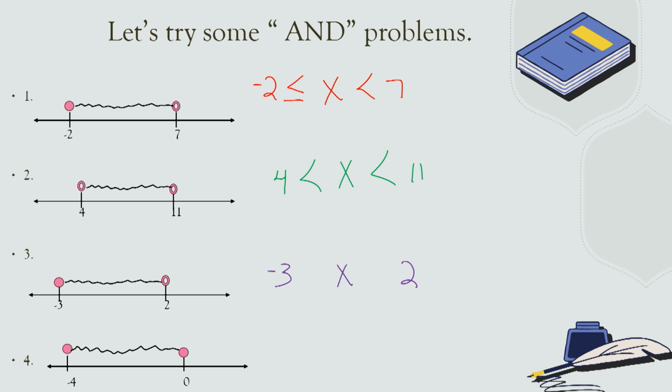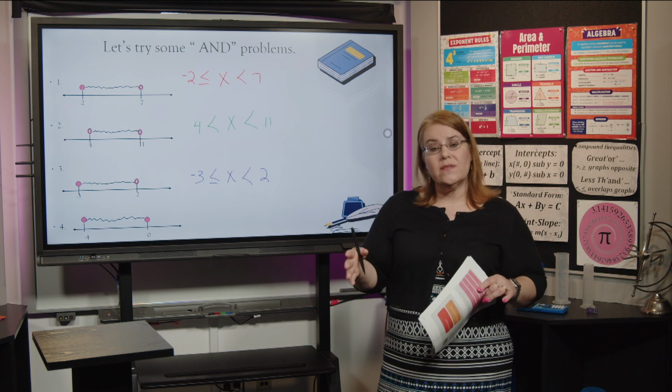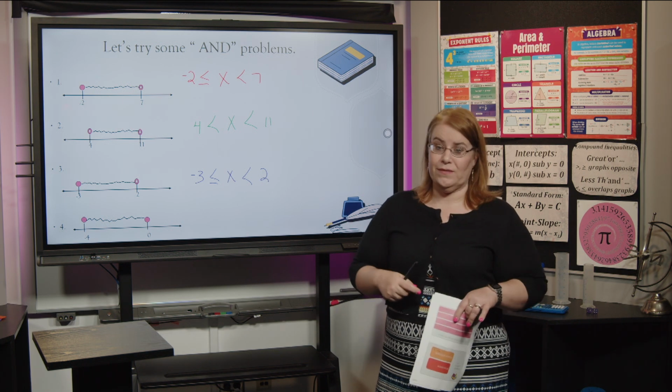Now, when I compare them, -3 is less than or equal to my unknowns, and my unknowns are less than 2. So we've got to remember what happens when I can be a part of the solution and when I cannot be a part of the solution.